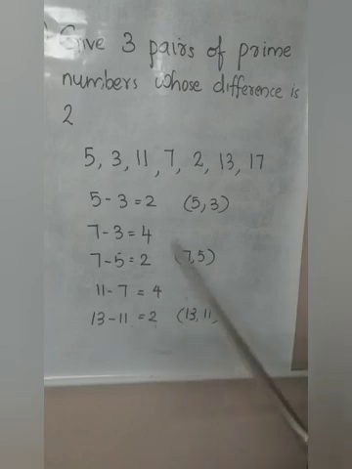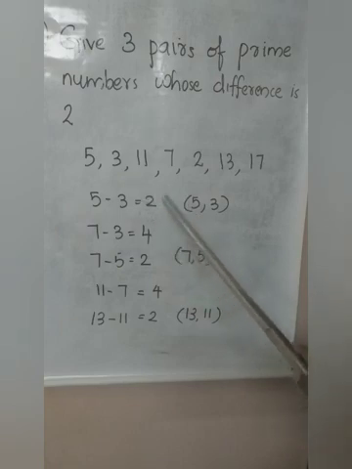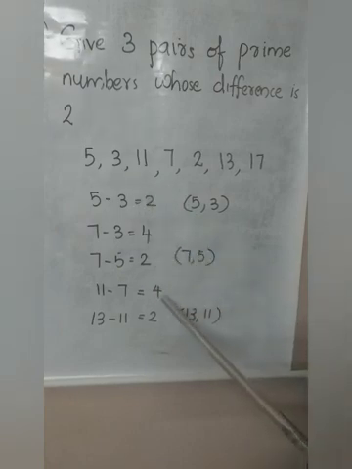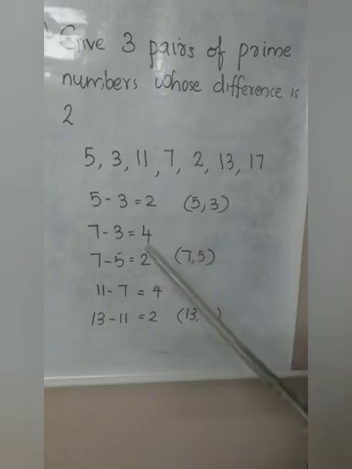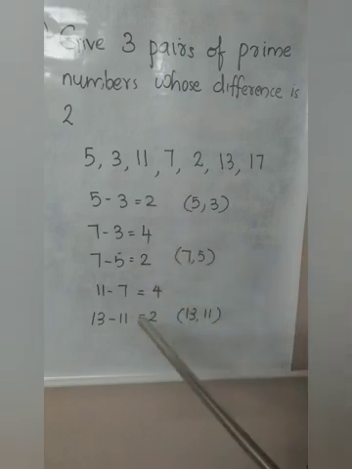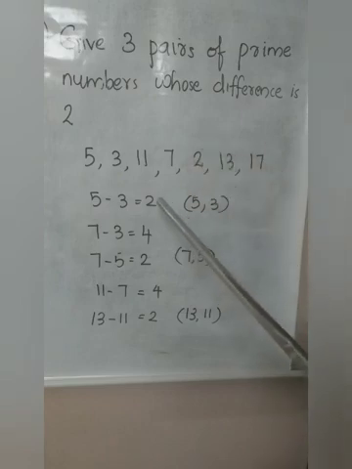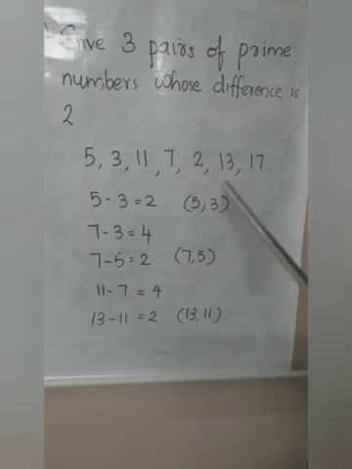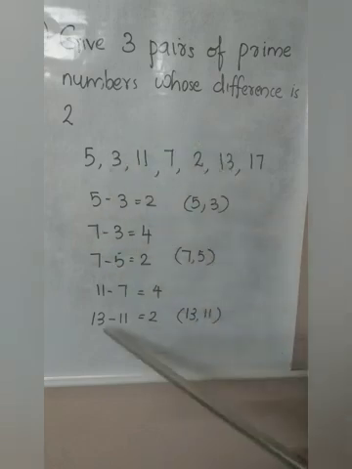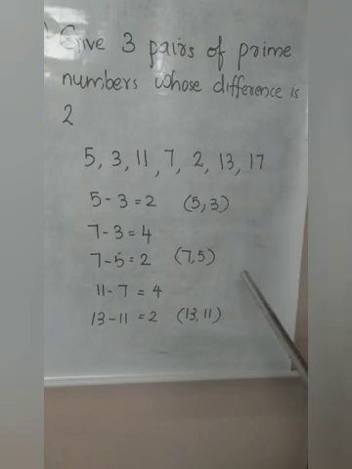2. So, when we subtract two prime numbers and we are getting the difference 2, such pairs of prime numbers are called twin primes. What is it? Twin primes. So, what are the twin primes here? 5 and 3 are twin primes. 7 and 5 are twin primes. 13 and 11 are twin primes.